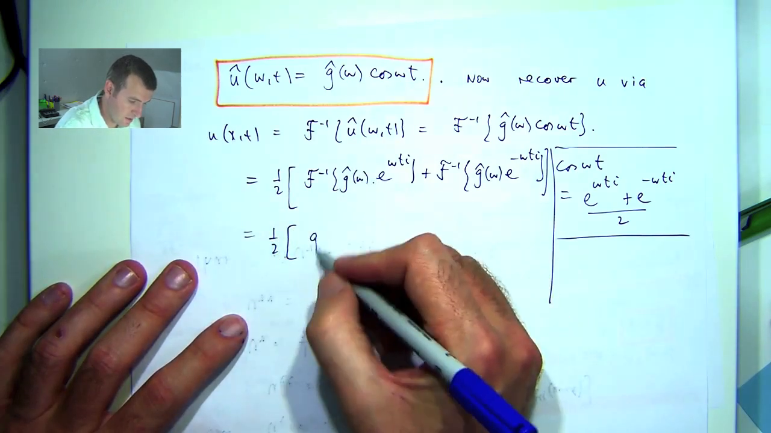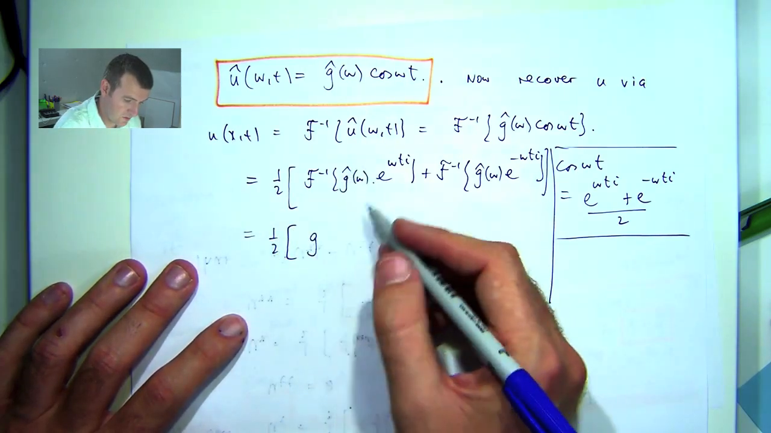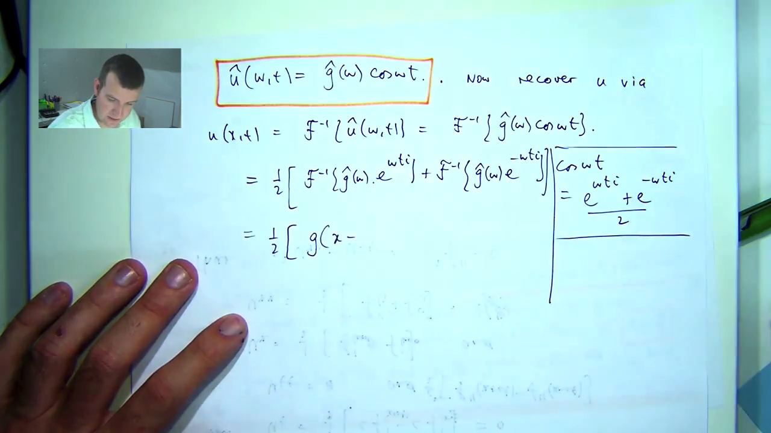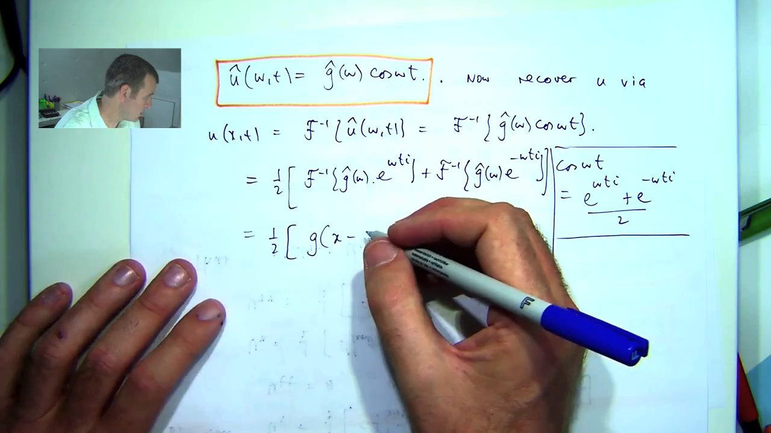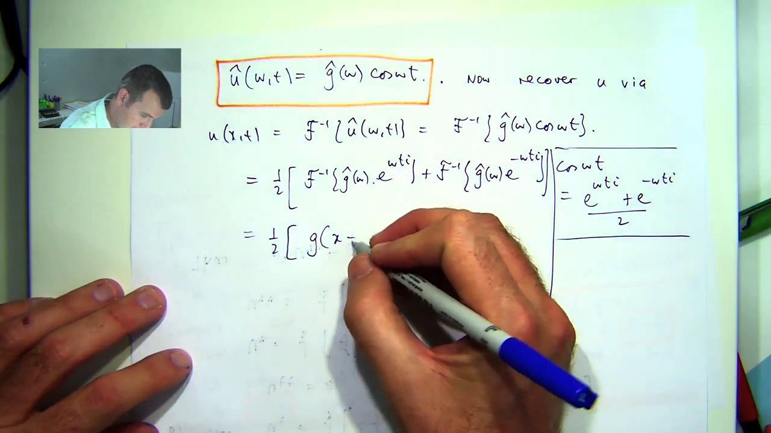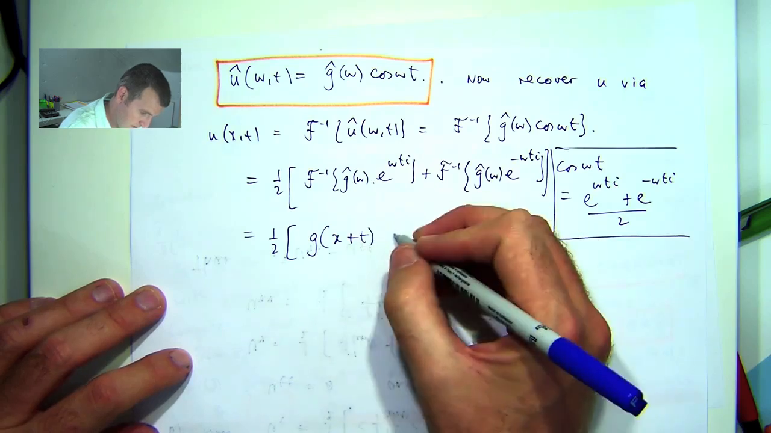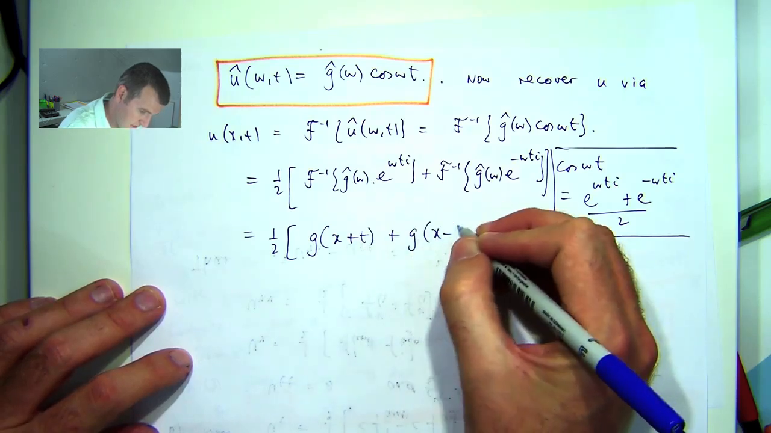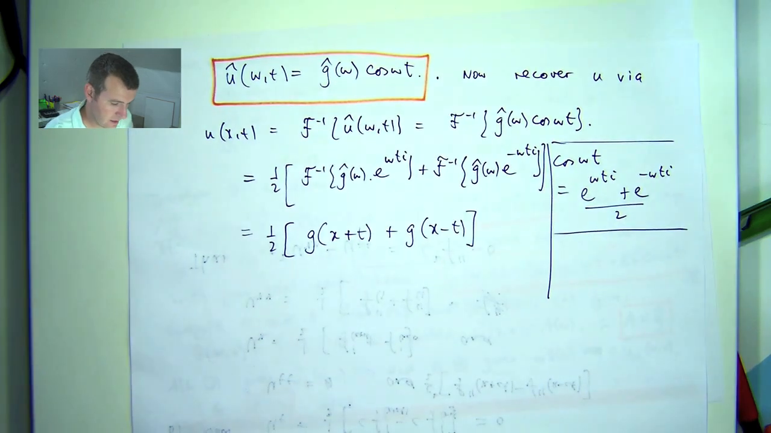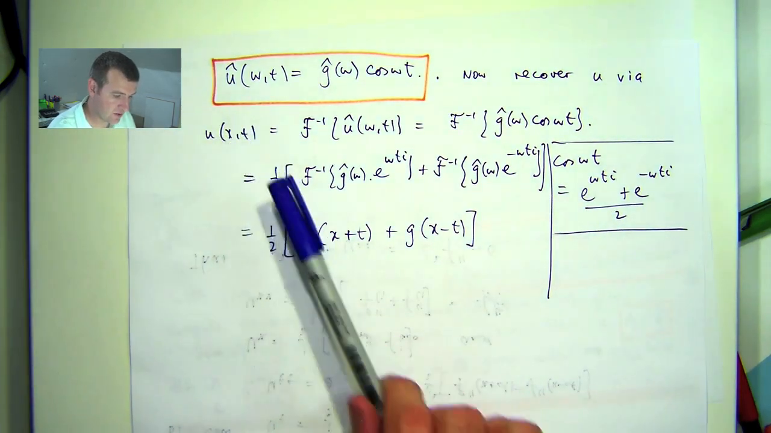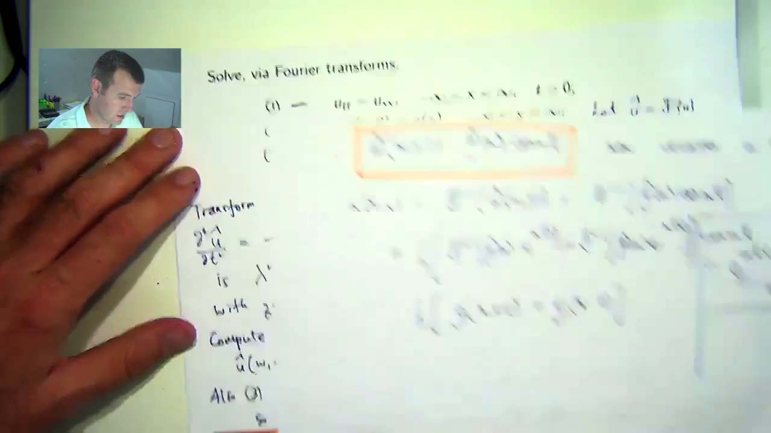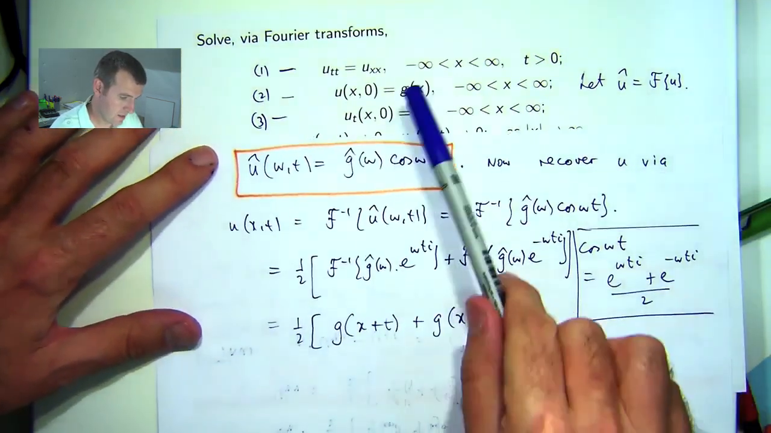So you basically transform this and you replace x with x minus t, sorry, x plus t in that case. And over here I'll get g of x minus t. Okay, so now I have the solution to this problem up here.